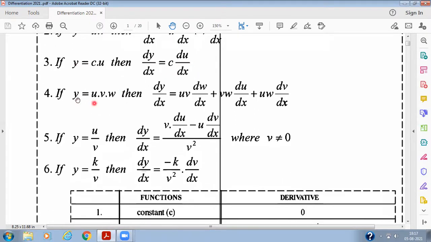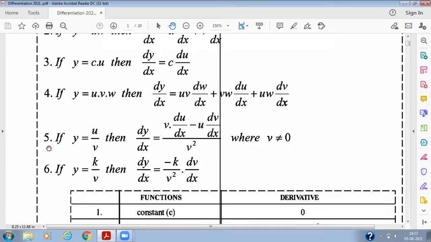Fourth rule is also the product rule. If y is equal to u into v into w, then dy by dx is equal to uv dw by dx plus vw du by dx plus uw dv by dx.